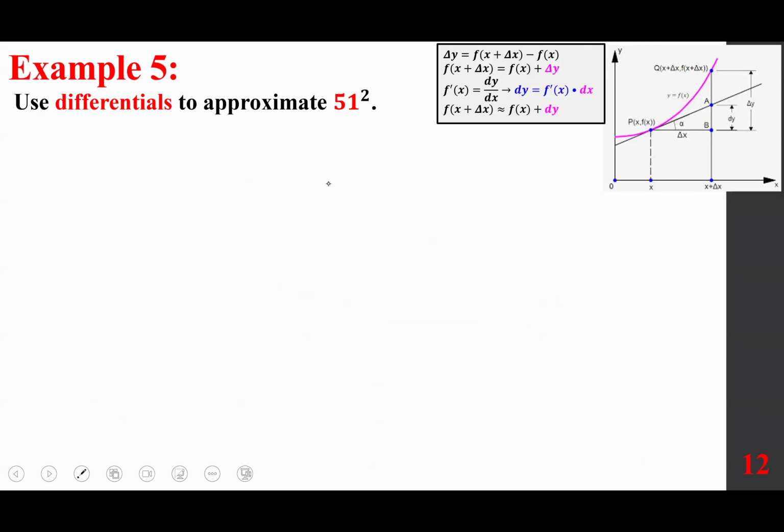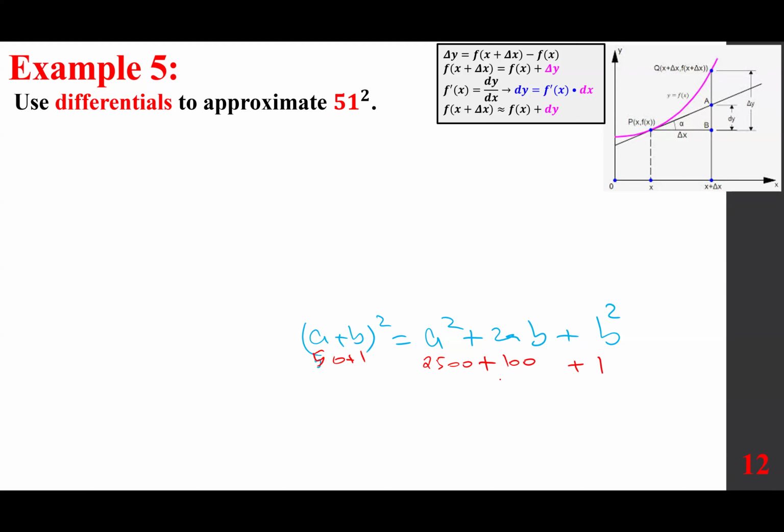Use differentials to approximate 51 squared. In algebra, they probably have gone over this, that because (a plus b) squared is a squared plus 2ab plus b squared, we can put 50 plus 1. So we get 2,500 here. 2 times 50 times 1 is 100. 1 squared is 1. And you should easily calculate 2,601 in no time.